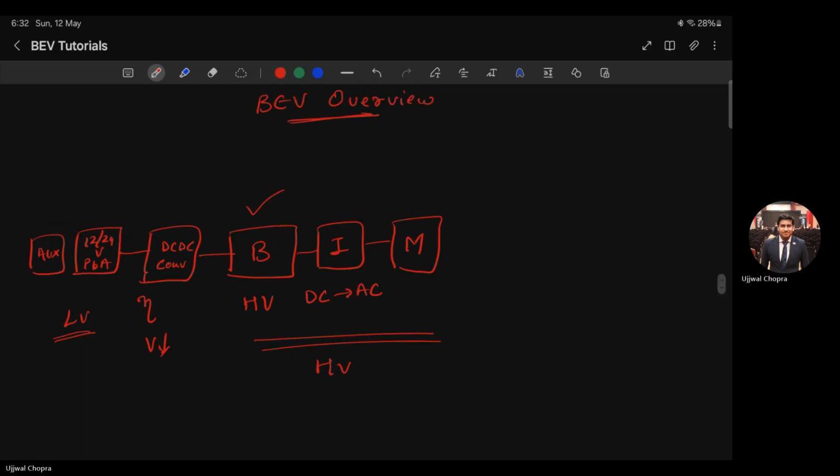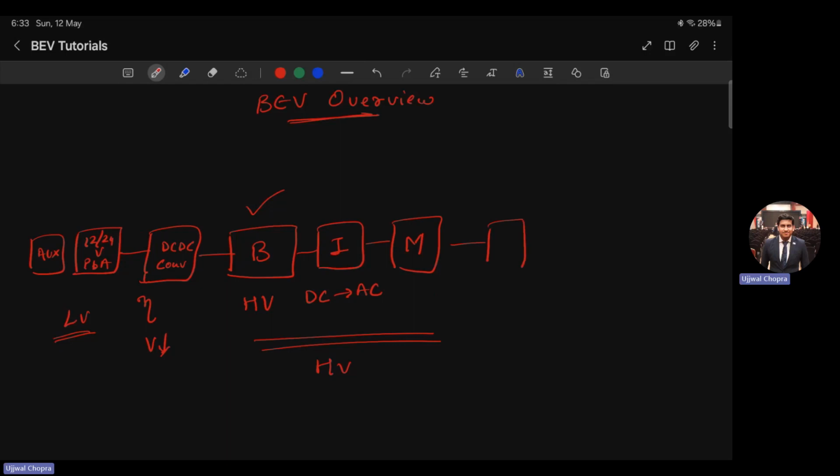Now the motor is connected to the driveline. So in some cases, we might have a transmission, but in typical passenger vehicle electric vehicles, the motor is directly connected via a single reduction gear. It's also known as E-axle. So the motor and transmission are coupled. It's a single speed transmission. In some cases, it may also be a dual speed transmission.